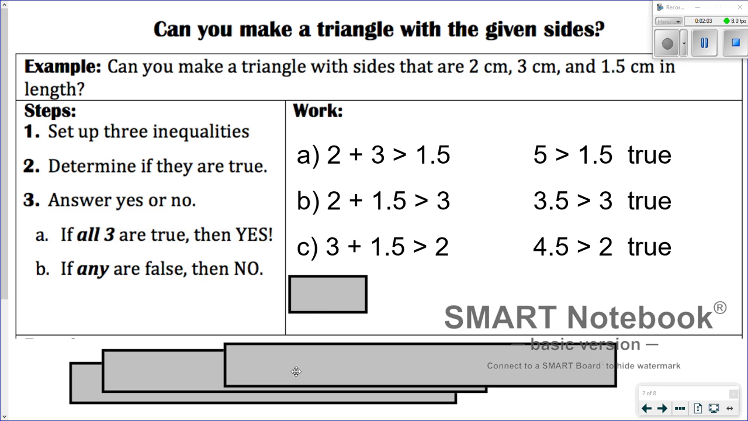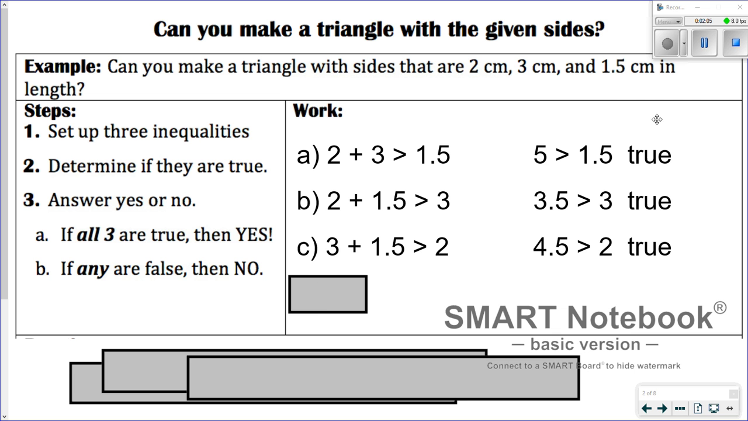Then we do a third one, where we have 3 plus 1.5, and then we set it greater than 2. Notice that you're changing the positions of each of the lengths that they give you to set up the inequality and to see if each of them are true or not. In this case, all of them are true, so if they gave you these sides, you can create a triangle, so your answer is yes.